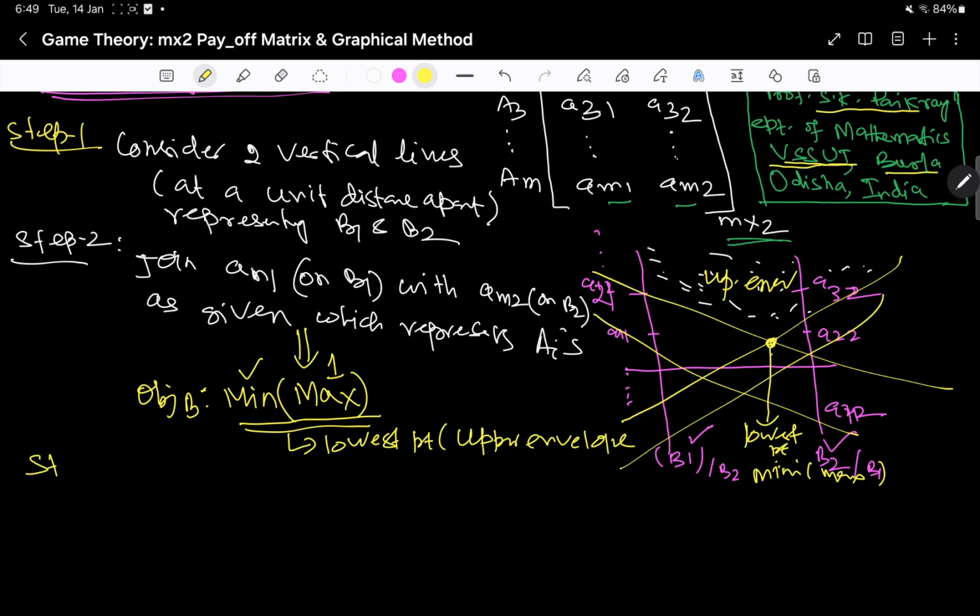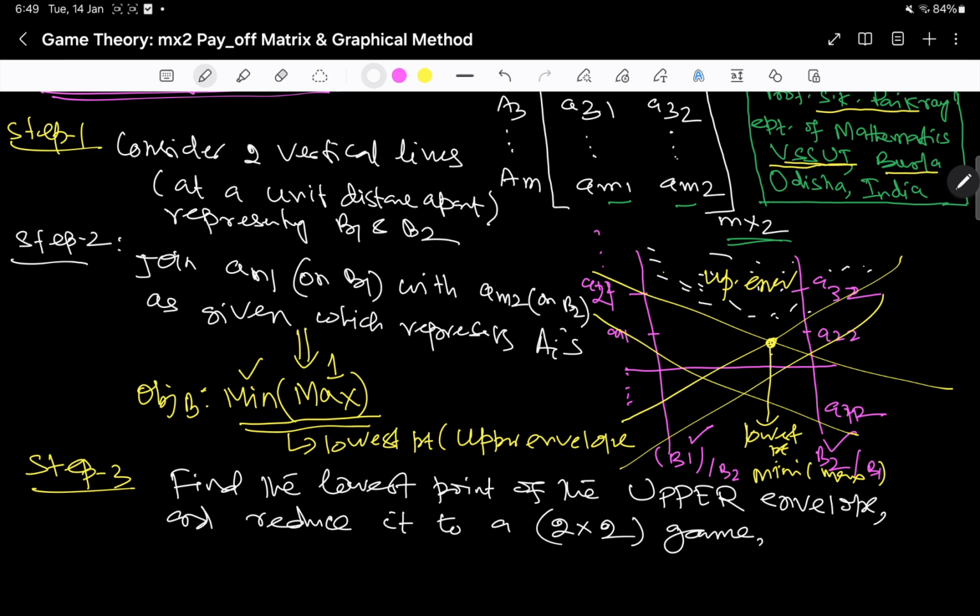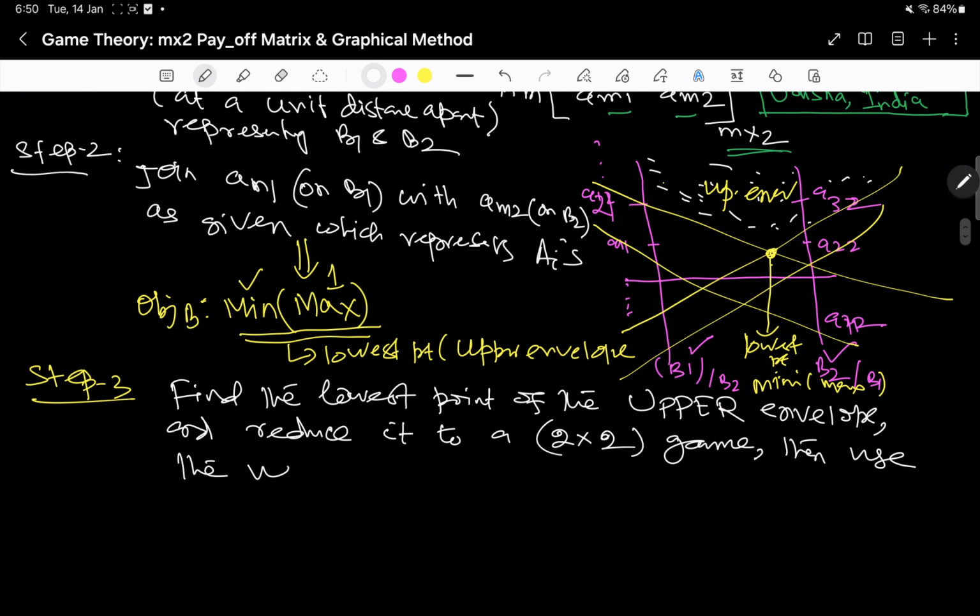Then in step 3, I find the lowest point of the upper envelope and reduce it to a 2x2 game, and use the usual mixed strategy technique to solve the game.